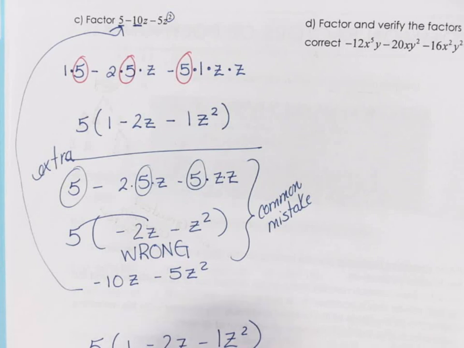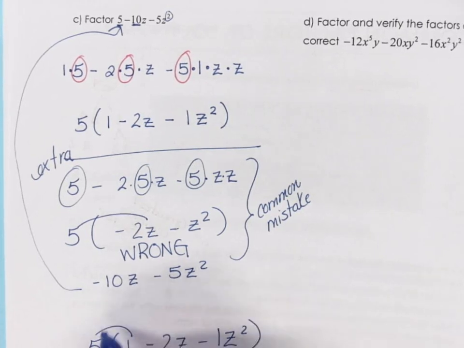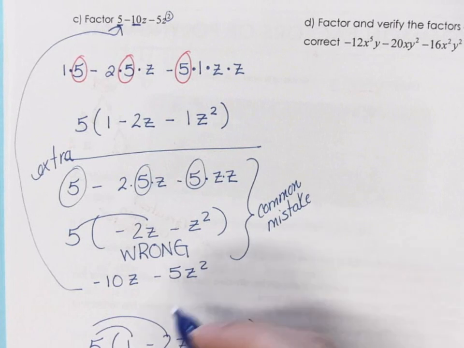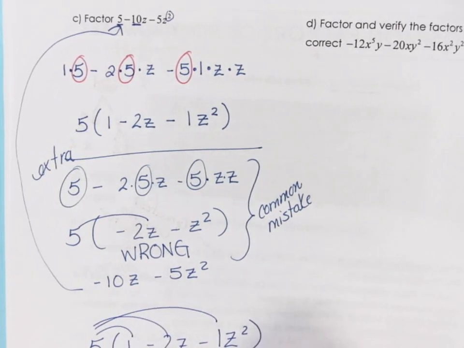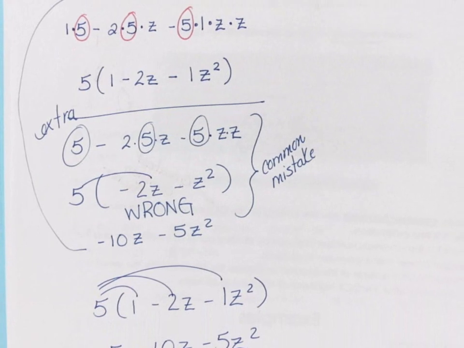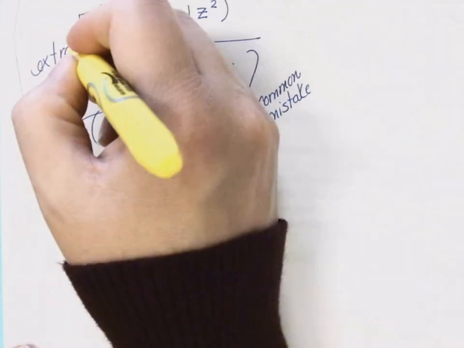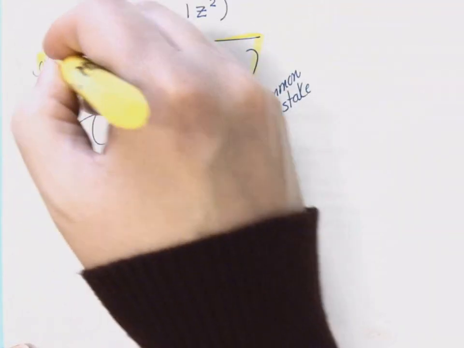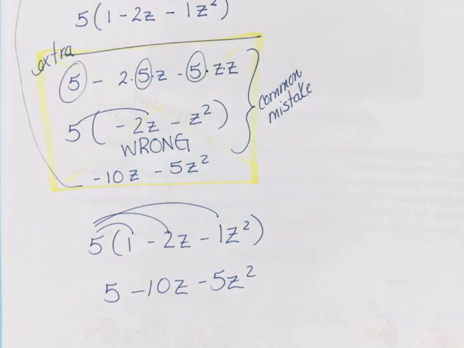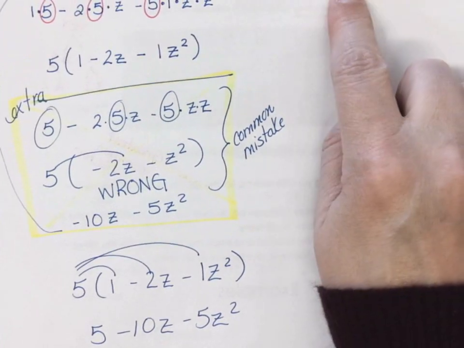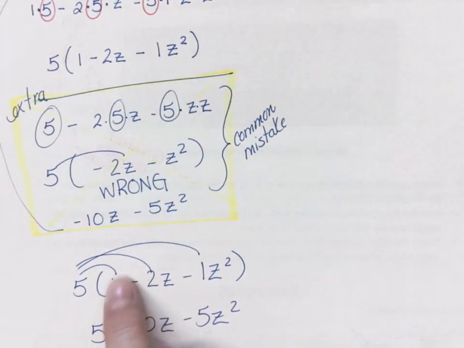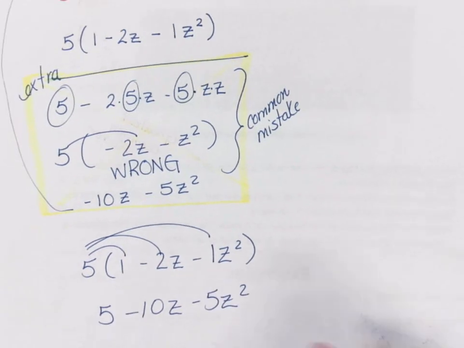If I multiply that through, now when I leapfrog here, I get the 5, and then I get the negative 10z, and then I get the minus 5z squared. So that is the same as the original. The other one is bad, bad, oh bad. Don't do that. If we want to verify that the factors are correct, how I did it here, multiplying it back through, that is verifying that we are correct.